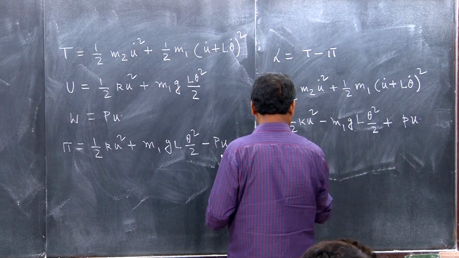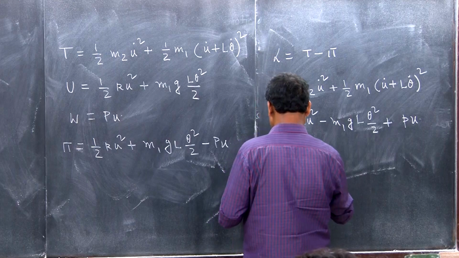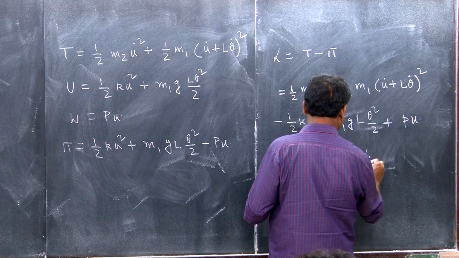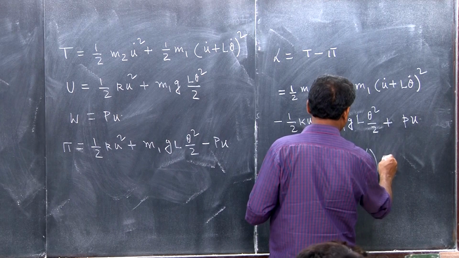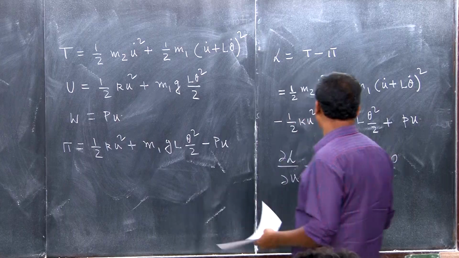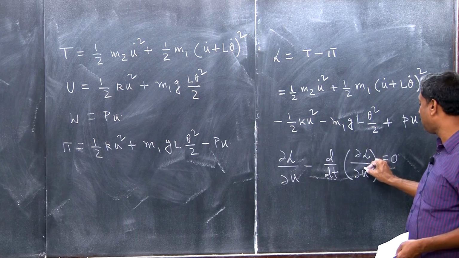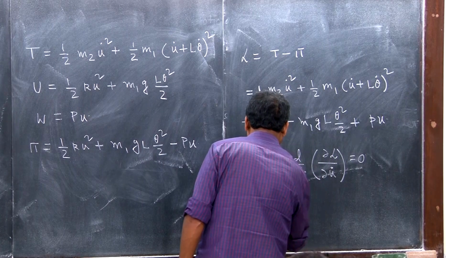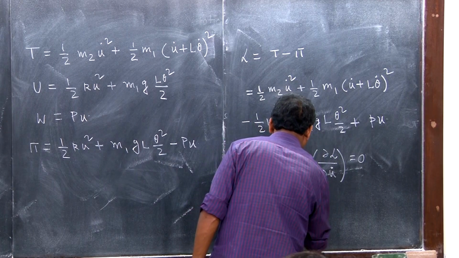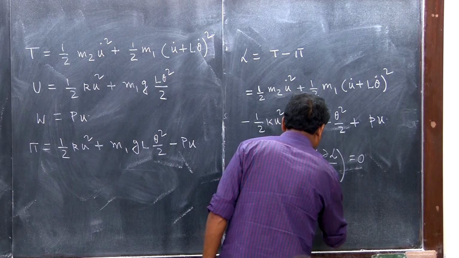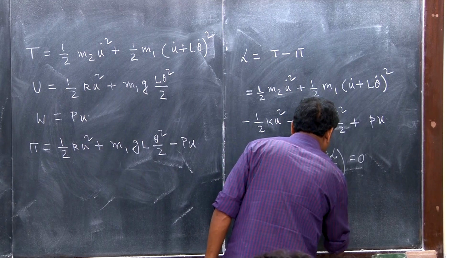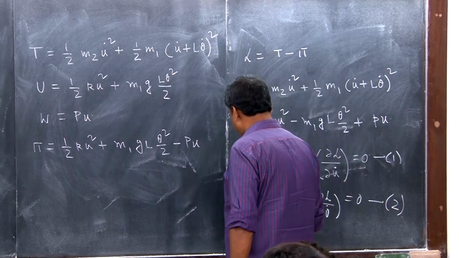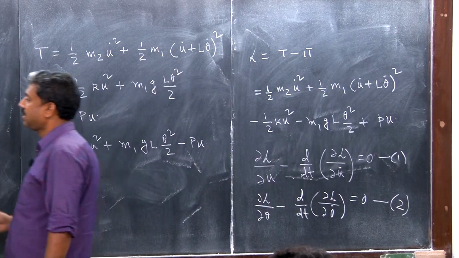So del L by del u minus d/dt of del L by del u dot is equal to 0. There is no dissipation. So of course, you write it with respect to u, and another equation you will get with respect to theta: del L by del theta minus d/dt of del L by del theta dot equal to 0. So these two equations you will get once you form the Lagrangian, and then you can derive that.